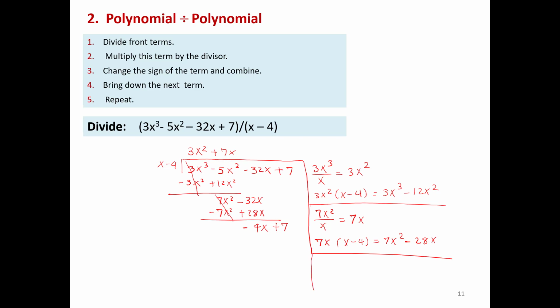Now the front number will be negative 4x, and if the number is negative, we need to write the sign. It's negative 4x divided by x. Negative 4x divided by x is negative 4. And we write here negative 4. Now we multiply negative 4 times x minus 4. Then it will be negative 4x. Negative times negative is positive, and it's positive 16.